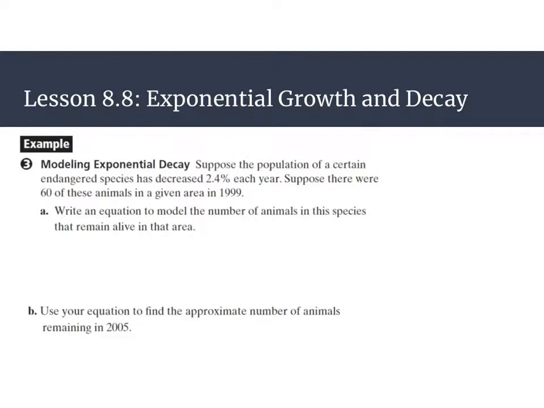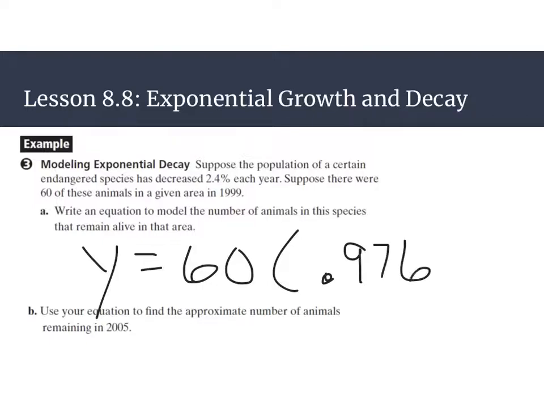In our final example, we're now going to look at a decay, where we're decreasing our population by 2.4% each year. When we write an equation to model this, again we're going to use y equals our initial of 60, which is how many animals we're starting out with, and we're losing 2.4% each year. If we take that from 1, we now get 0.976. That's going to be our decay factor.